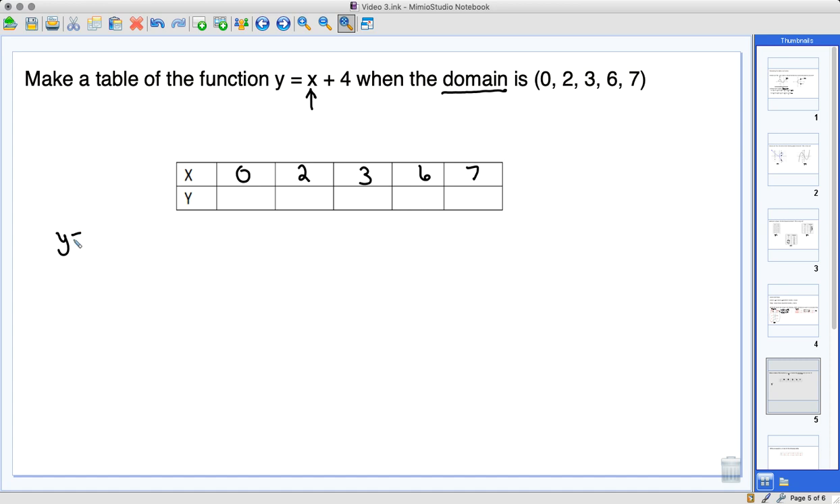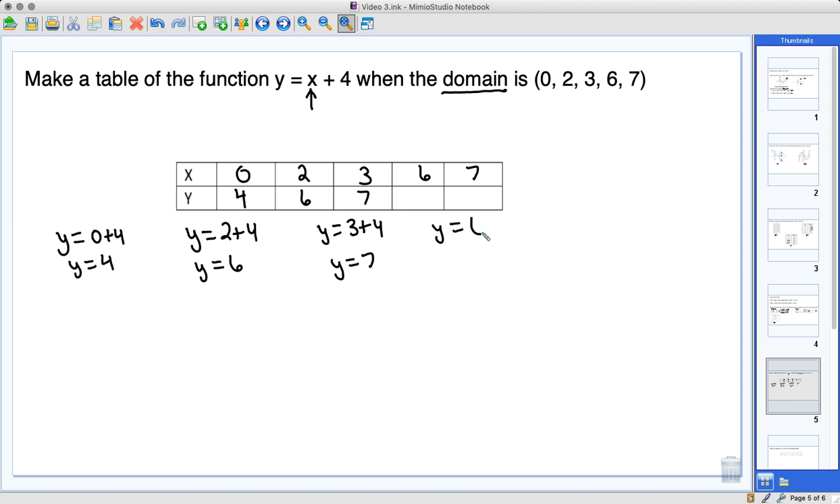Okay, so I'm going to have y equals 0 plus 4. So you get y equals 4. Okay, so when x is 0, y is 4. Then you're going to repeat the same thing. Y equals 2 plus 4. Y equals 6. Y equals 3 plus 4. So you get 7. And then 6 plus 4, and you have 7 plus 4. So 6 plus 4 is 10. 7 plus 4 is 11. Okay, so you filled in your table.